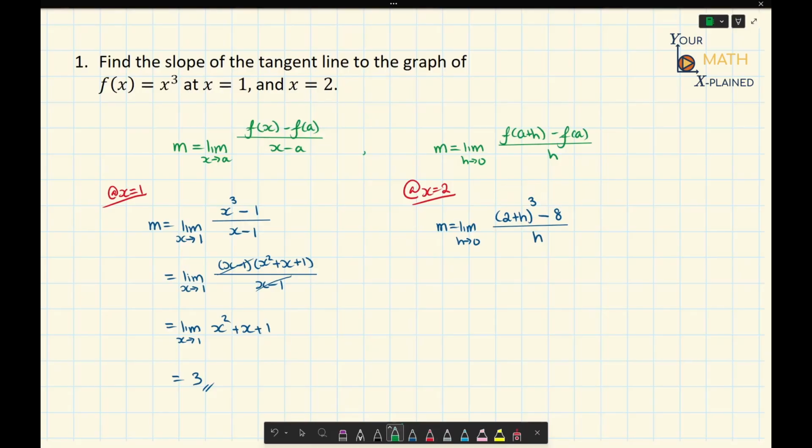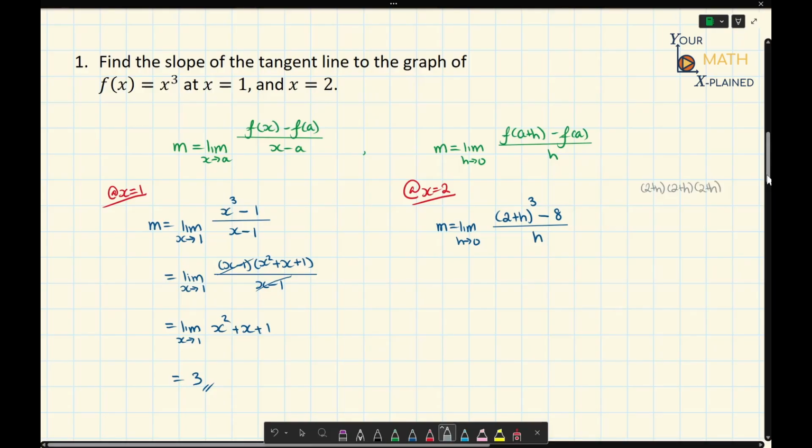Now we need to go ahead and expand out the 2 plus h to the power of 3. So you can either do that on the side, which would be 2 plus h times 2 plus h times 2 plus h. Or if you're familiar with the binomial theorem, you can just use that to expand it. So then that would give you the limit as h approaches 0 of 8 plus 12h plus 6h squared plus h cubed. So that's the expansion. And then we have minus 8. And then this is all over h.